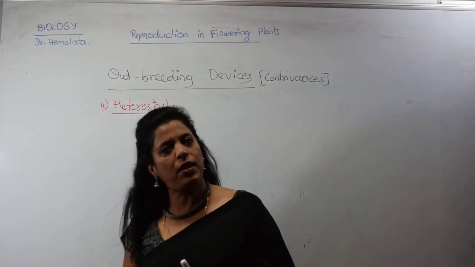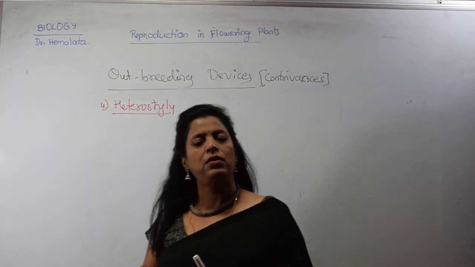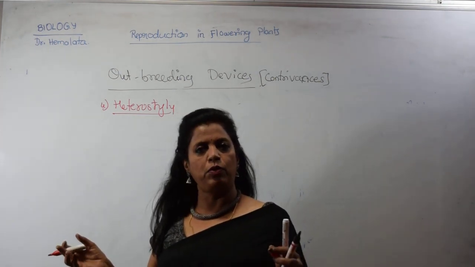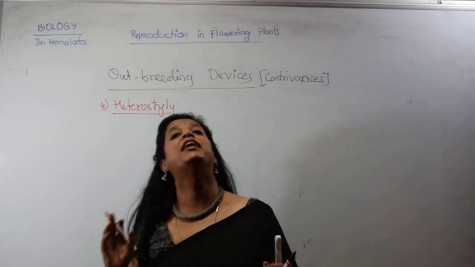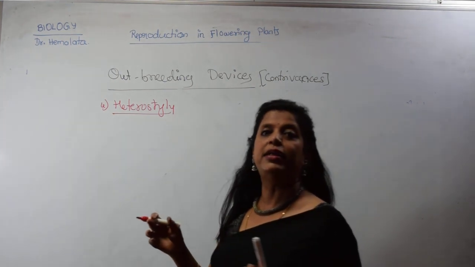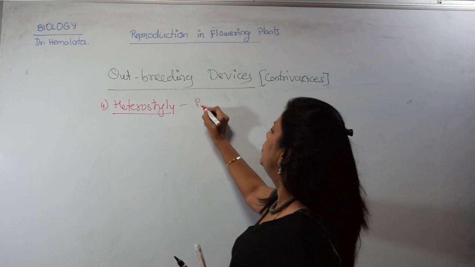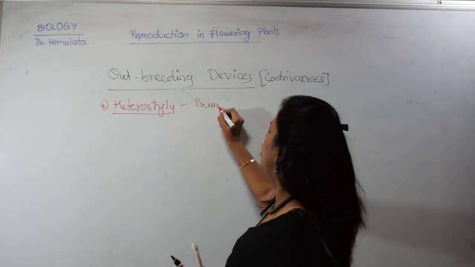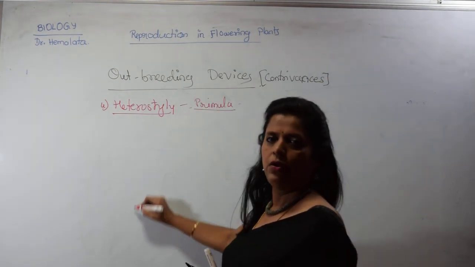Means in some plants there are different types of flowers produced with different sizes in their styles. Style is of different height. That's called heterostyly. This happens in primrose or primula. So how is it?